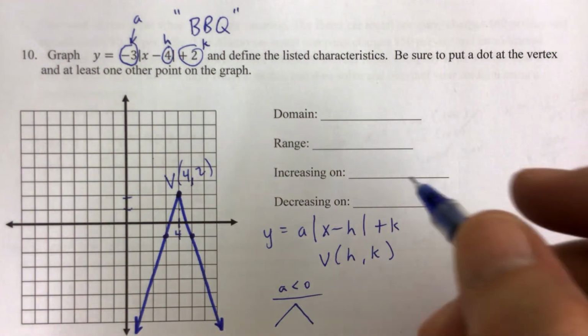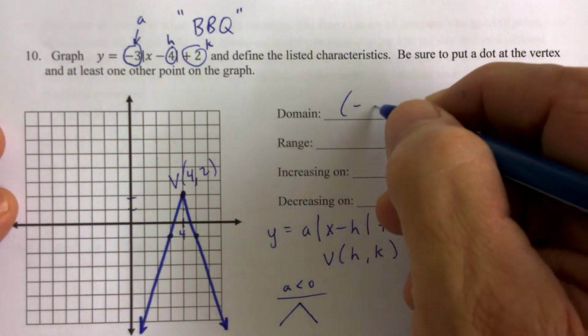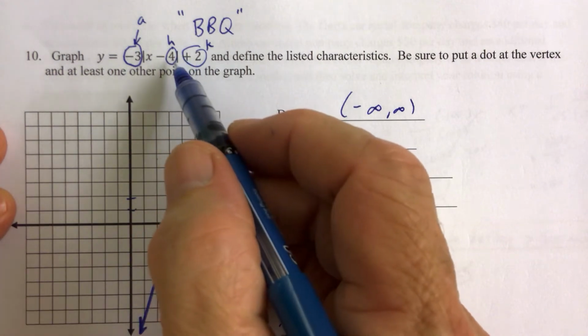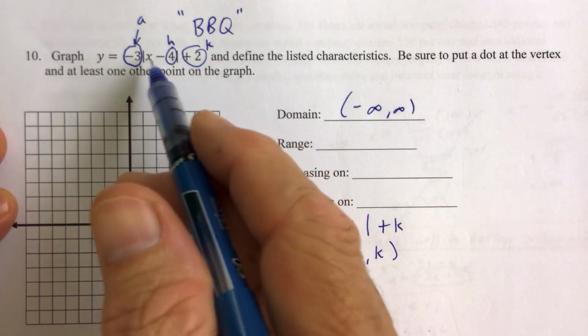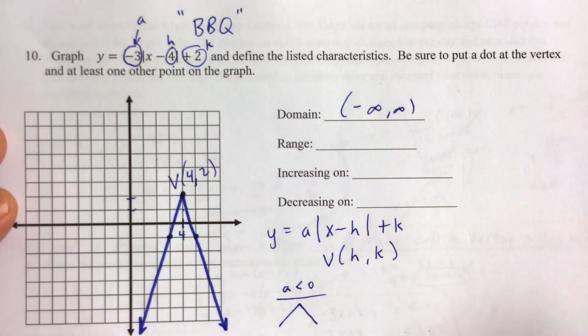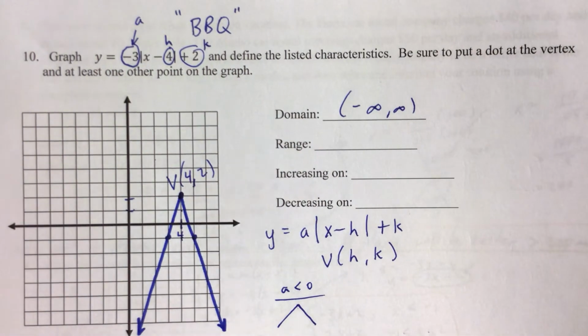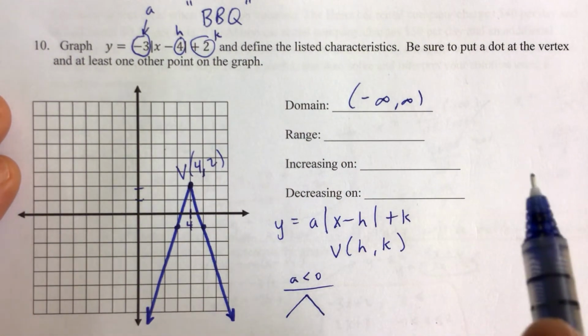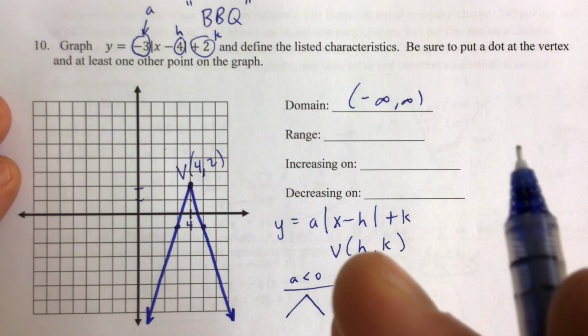So the domain, we know that that is all real numbers because you can take the absolute value of any real number. You can plug any real number in for x and you would get an output. So if you are allowed to plug in any real value for x, then the domain would be all real numbers.